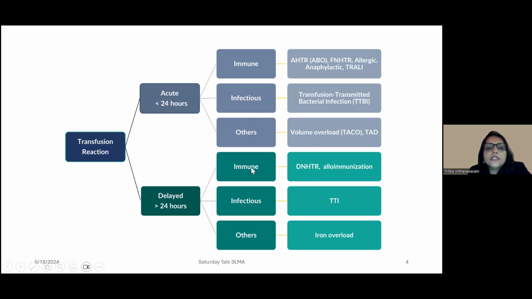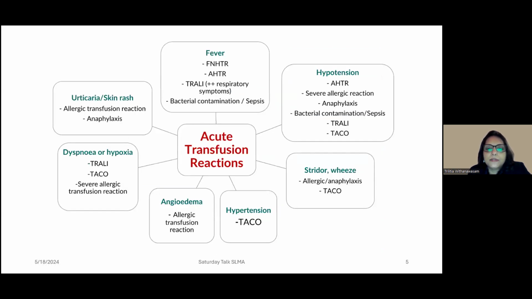In the same way, delayed transfusion reactions can also be immune-mediated due to antigen-antibody interactions, such as delayed hemolytic transfusion reactions, and alloimmunization can also cause transfusion-related problems. Infections are always a problem, we know, transfusion-transmitted infection, and iron overloading complications can also be considered as delayed transfusion problems.